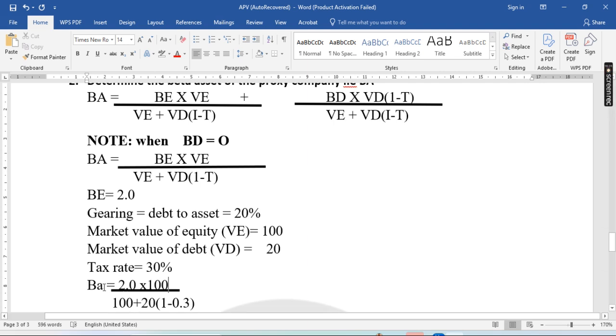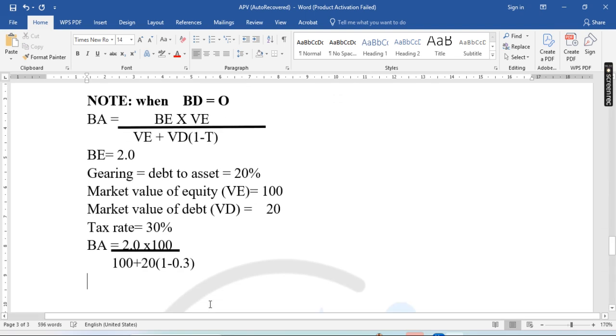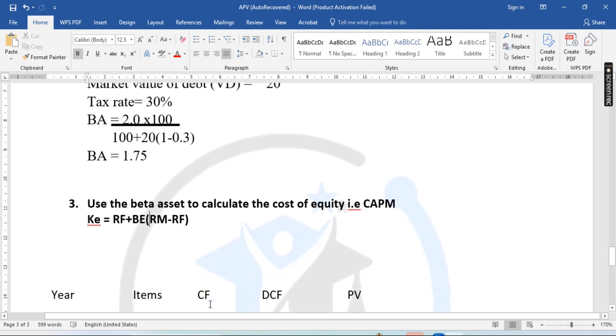So what is the beta asset? What is now the beta asset? Please give me the final figure. What will be the beta asset? 1.75. BA equals 1.75. That will be the BA, right? The BA will be 1.75. So, having gotten our BA, what is our next step?